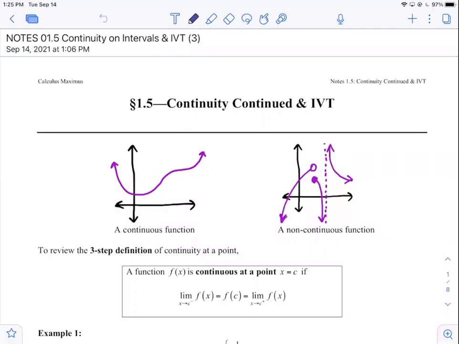All right, here we go, 1.5. The last section in chapter 1 before we start getting into the really good stuff known as the derivatives. This is like the last little step in building the foundation for our house of calculus. Continuity continued, and the IVT, okay?